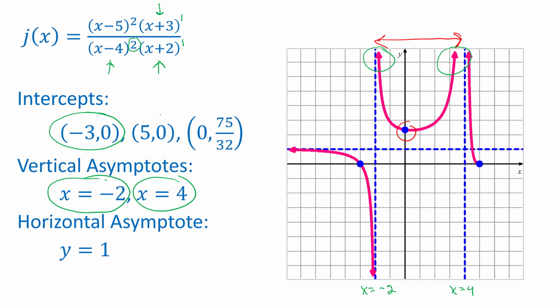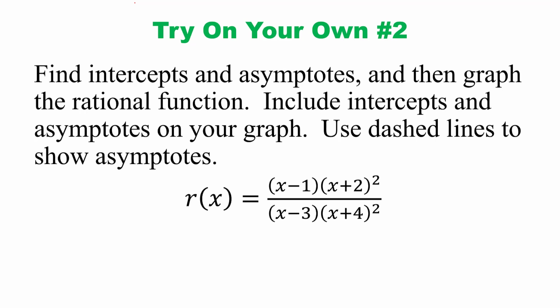The only thing I have left to finish off this graph is to look at what's going on at the intercept (5, 0). Well, the 5 here comes from the factor in the numerator of (x minus 5) squared. Since 2 is an even power, my graph is simply going to bounce off the x-axis at that point, and then it's going to bounce up as it moves to the right, approaching the horizontal asymptote of y equals 1, and we're done.